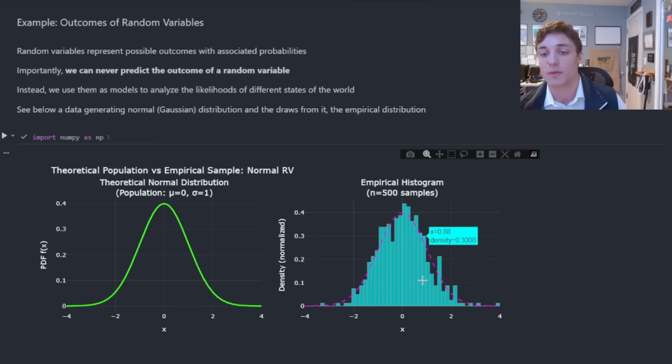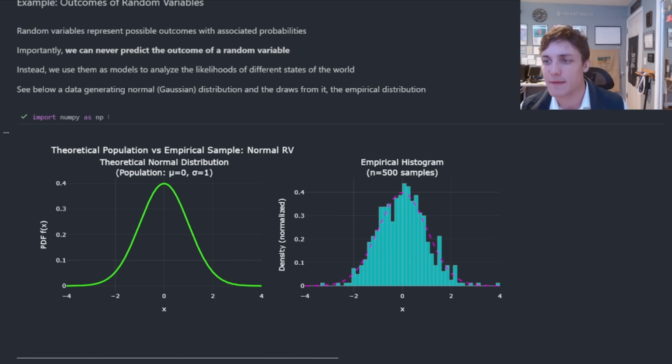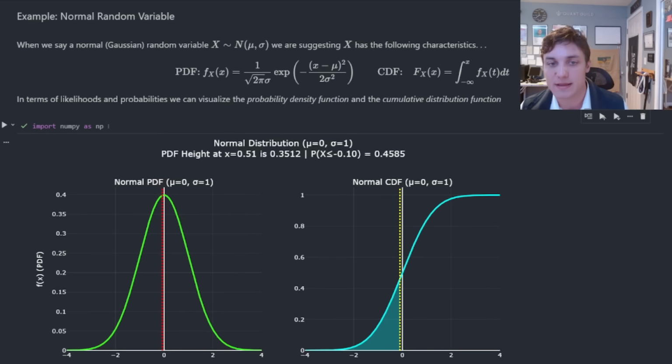So again, on the right here, we see the empirical distribution. These are draws from this normal distribution. And if we effectively draw towards infinity, it will then converge to this theoretical distribution. How is the normal random variable defined? Well, it's defined in terms of its probability density function, its PDF, or its cumulative distribution function, its CDF. Effectively, we just integrate or differentiate to go back and forth.